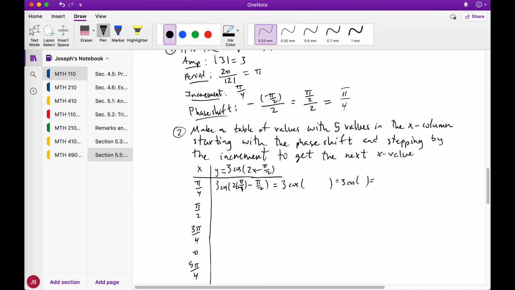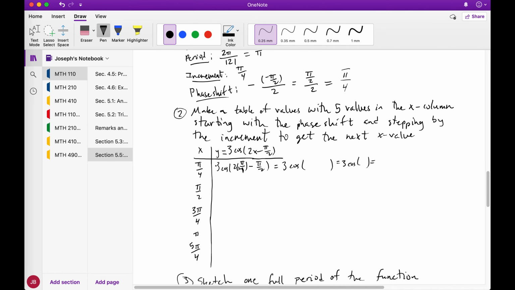Then my next x value is pi over 2 plus my increment, so 3 pi over 4. Then take this number and add the increment pi over 4 to it, you get pi. And then take this number, add the increment to it, you get 5 pi over 4. Okay. I have 1, 2, 3, 4, 5 numbers in the column. I stop here. Okay. And now just plug all of these in to the function.